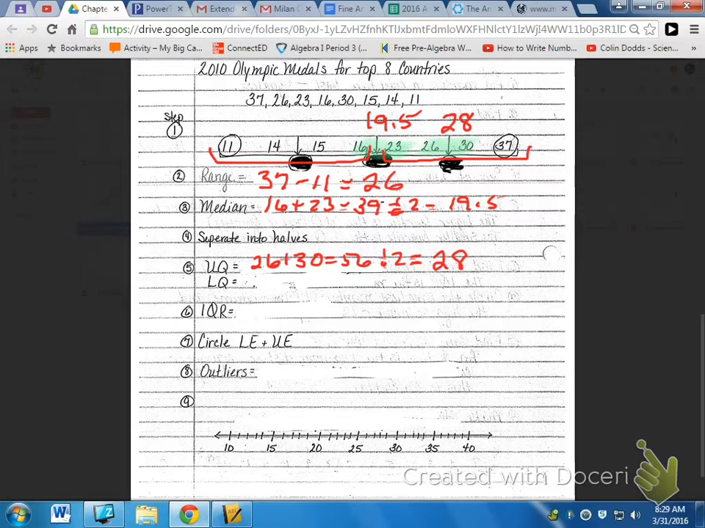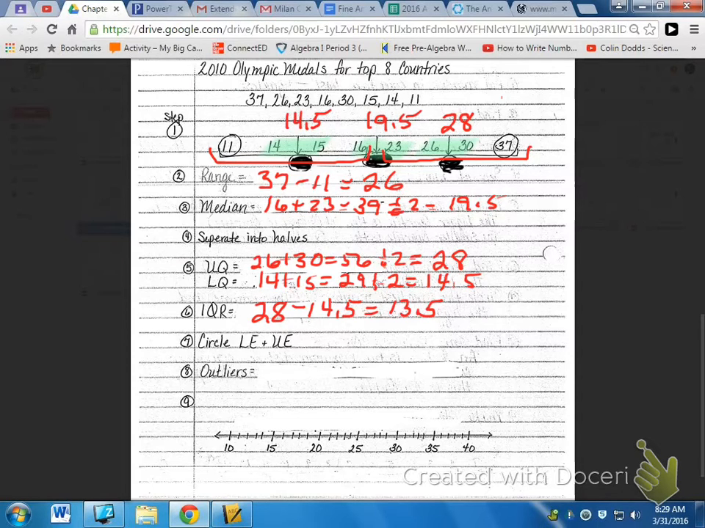Lower quartile, same deal. It's 14 and 15 in the middle. So we have to add 14 plus 15, 29 divided by 2. Did some of you already know what was in the middle of 14 and 15? 14.5. Good job. So 14.5. Okay, IQR, interquartile range. That's where you take the 28 from the UQ minus 14.5 in the LQ, and I get 13.5. We'll need that in just a minute for the outliers.